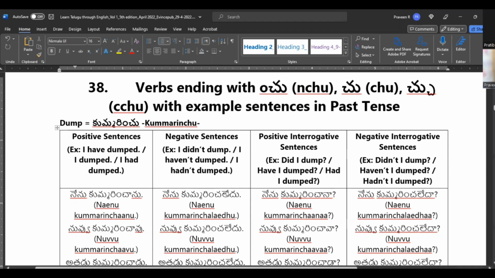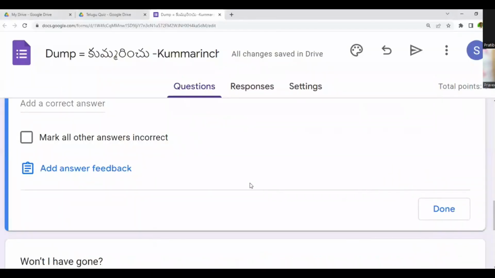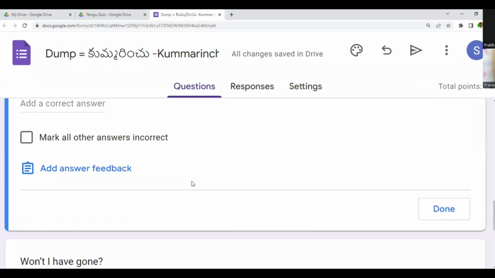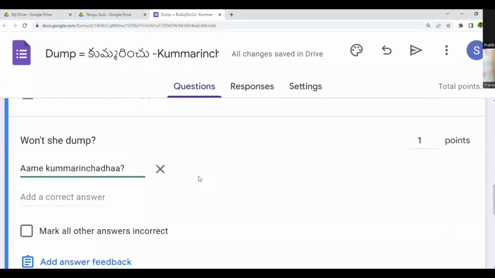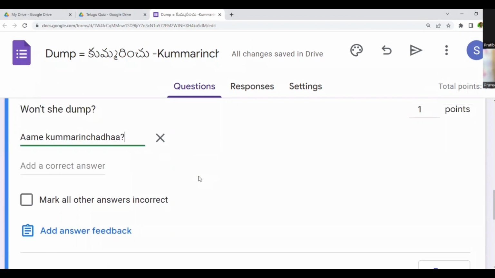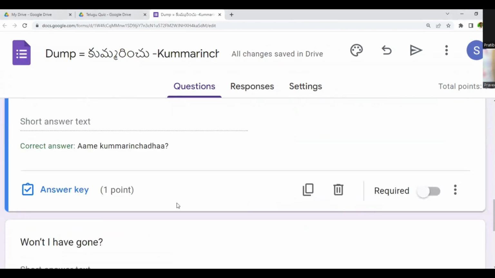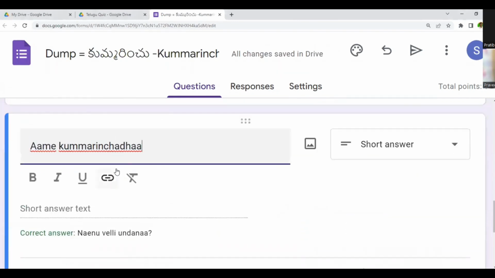Okay, so this one, I dumped, nenu kummarinchanu. For practice, I'll just take one example, then I will put it in the quiz. That quiz is not enough for you. You have to make more sentences of your own. Aame kummarinchanu. This is over. Okay, let's copy this one.